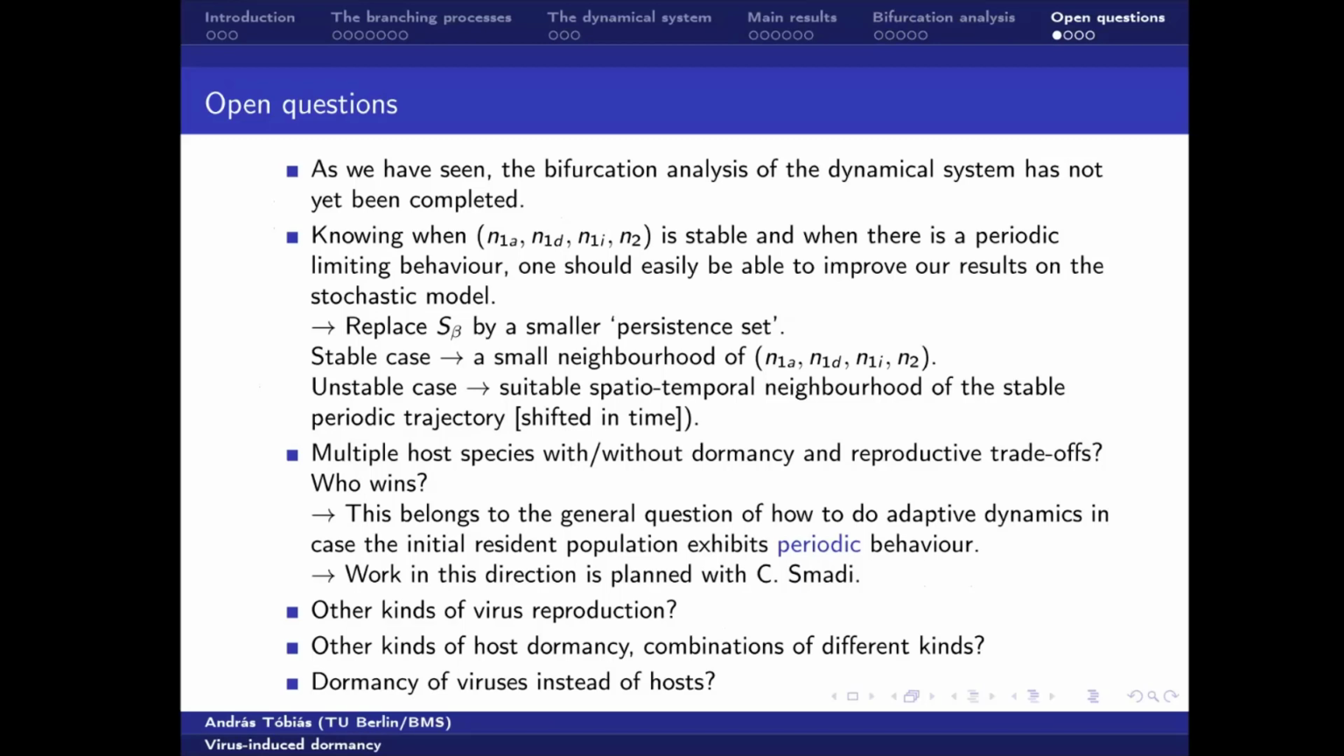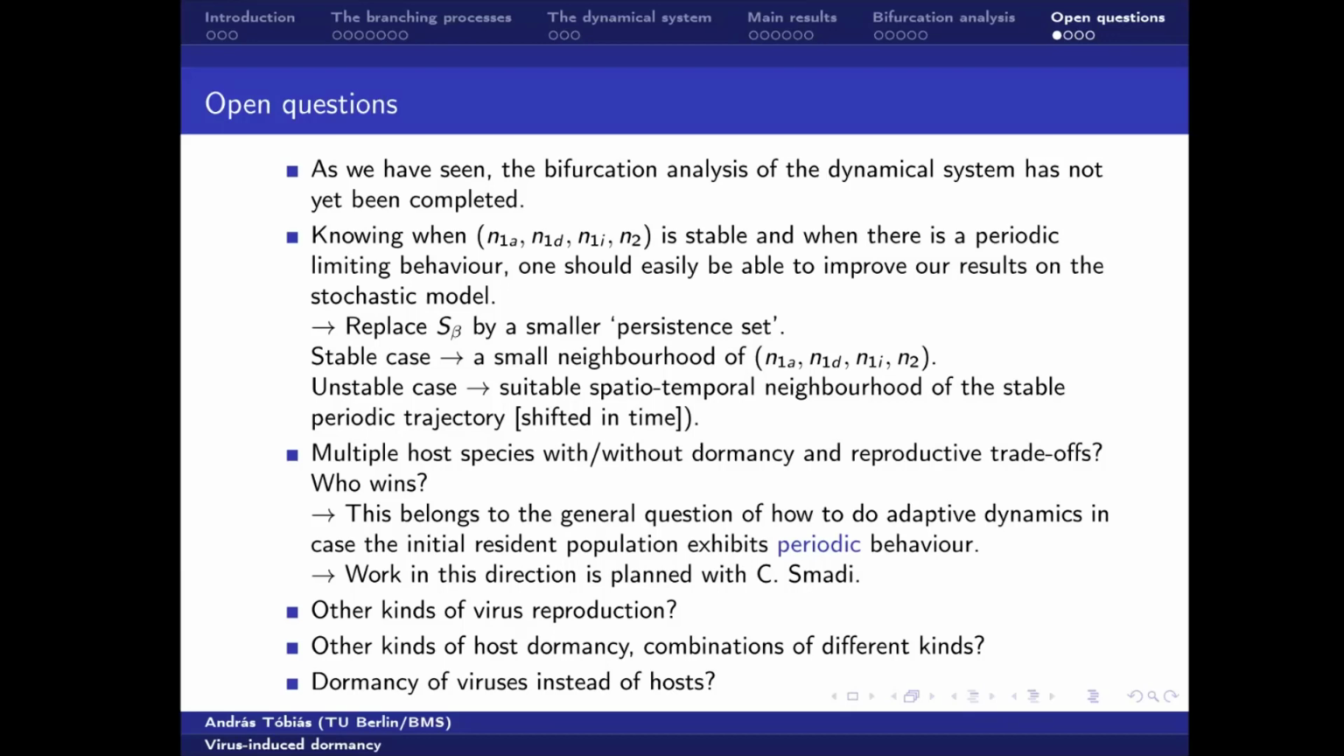So then we could also say about the stochastic system, not only that we reach this S beta, which is a quite large set, but we could also say that if we have stable coexistence, then we reach some small neighborhood of this coexistence equilibrium, or if it's unstable, then we reach some neighborhood of this limiting periodic trajectory that we converge to. Maybe you have to shift this in time.